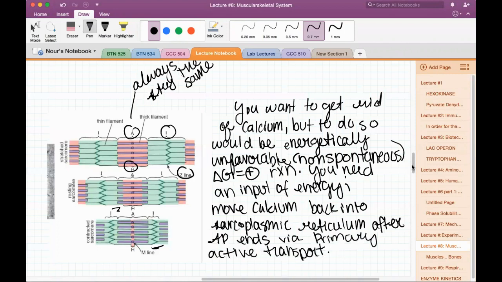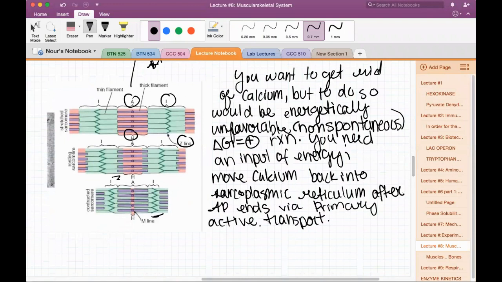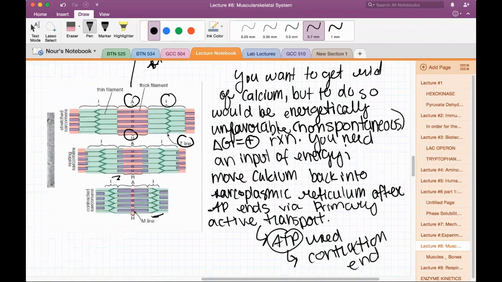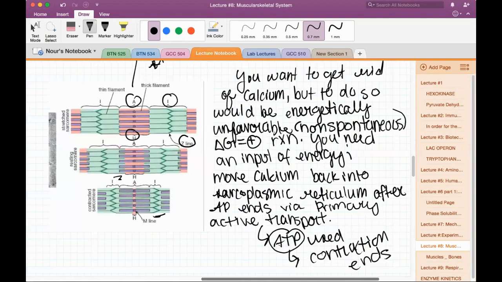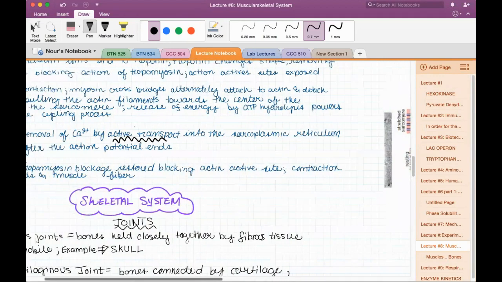So we use ATP. ATP has come back. ATP is used, and when ATP is around, contraction ends. So whenever you think ATP, contraction is ending. If there's no ATP around, think about a dead person. A dead person has very stiff muscles because they can't produce any more energy. They don't have ATP in their bodies to relax those muscles. So that's basically the understanding.